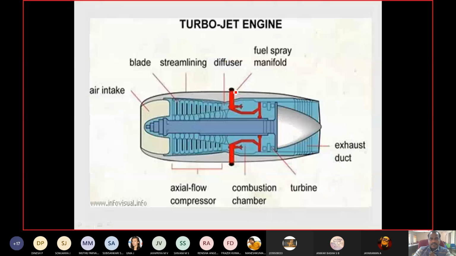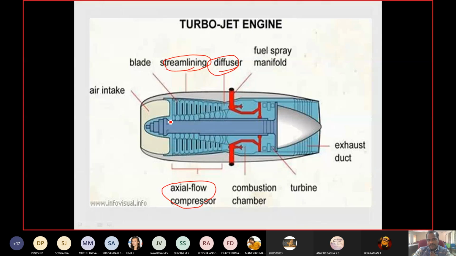Yes. Then we have turbojet engines. In this turbojet engine, additionally streamlining will be there, and there will also be some diffusers. The other components will be the same. There will be an air intake, and this sucked air will be passed through the axial flow compressor. In this axial flow compressor there will be blades to compress the air.